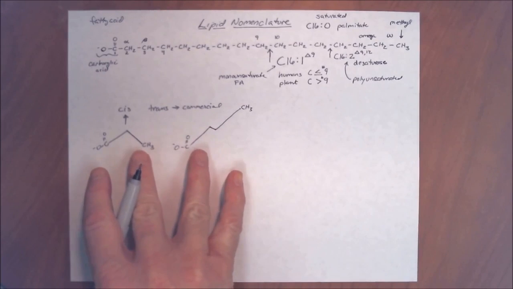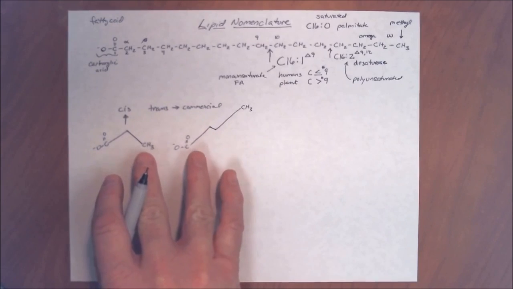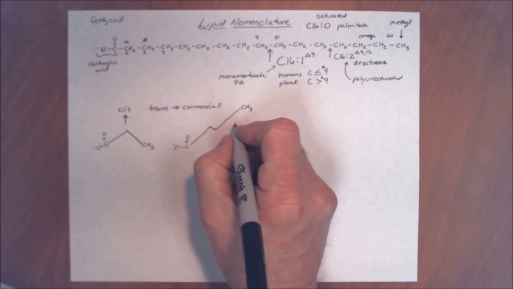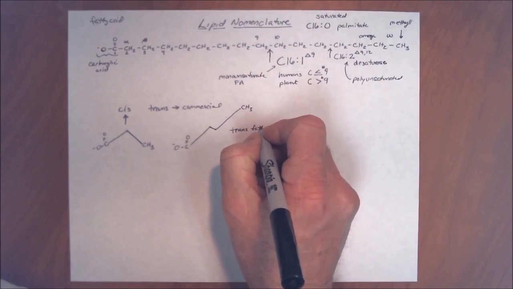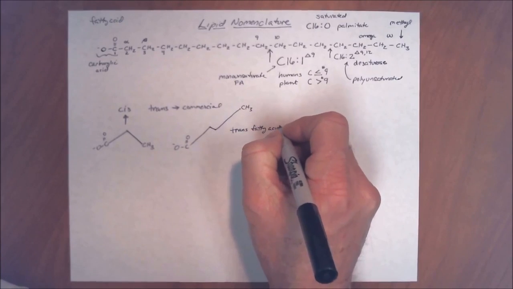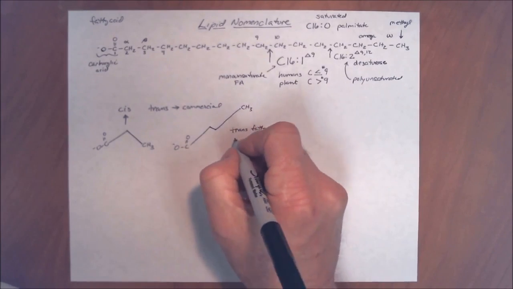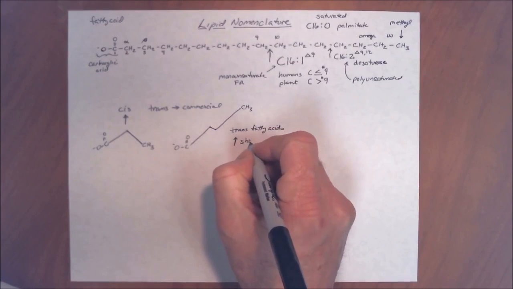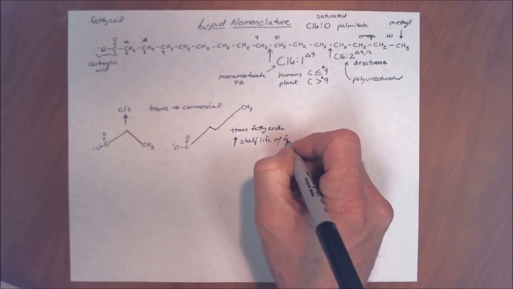Now, it's these two structural differences, these two different structures, that lend to the problem with trans fatty acids. So these are trans fatty acids from commercial sources. The benefit of a trans fatty acid is that chemically it increases shelf life of food.